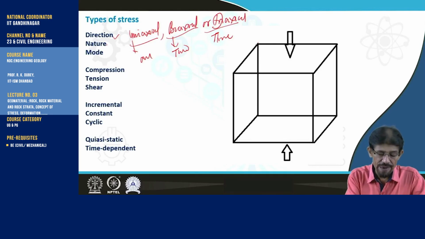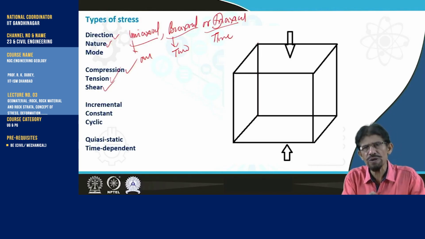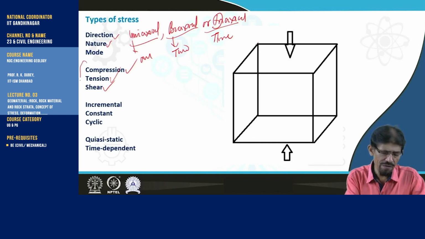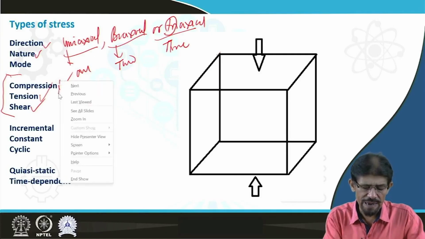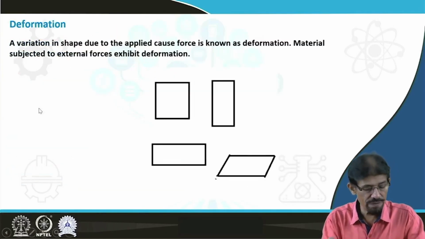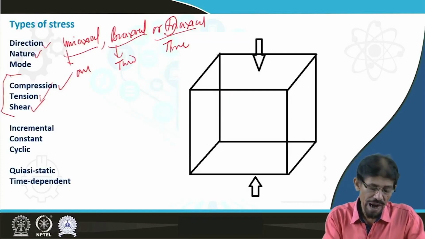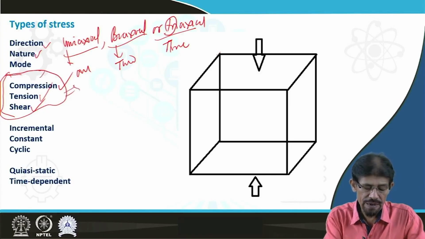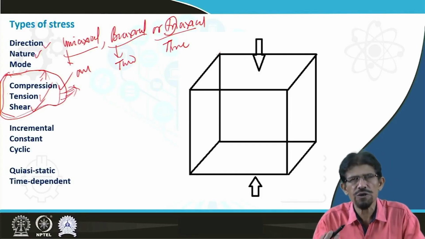On the basis of nature also, it is compressive, or tensile, or shear. Others also, twisting and torsion and others, but we are not going to consider these aspects. Because we are working either in the compression zone, tension zone, or shear zone, the deformation or failure of material is due to compression, tension and shear. Our engineering geological work has business with these types of stresses, not torsion and others in general.